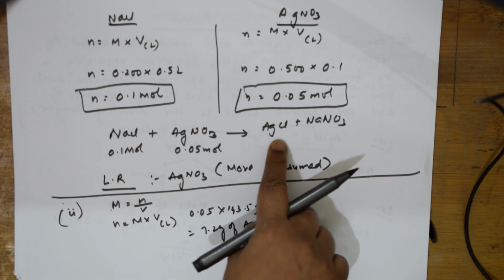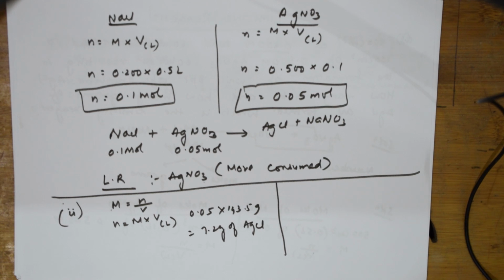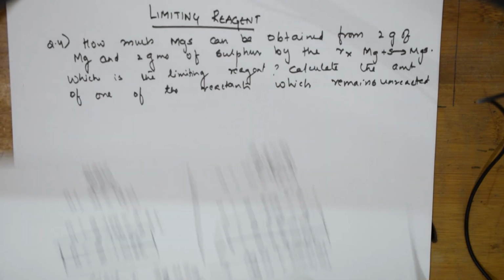That's why I've taken 0.05 here in this case. Molarity I've taken as 0.05. That is the reason I've added. Multiply this, so the final answer is 7.2 grams. Fine. Hope this is clear. I've clearly explained the reaction step by step. Let us come back and do the next question.